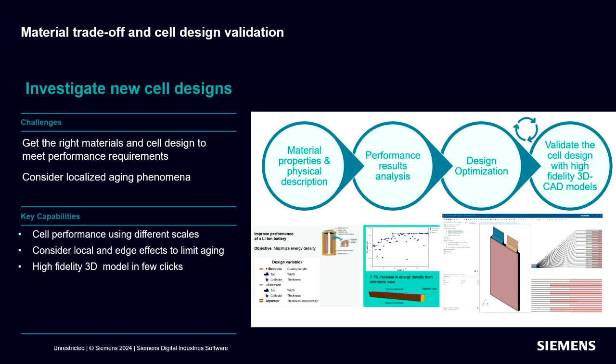This material trade-off investigation is primarily done through 1D or lumped parameter modeling. So it's particularly fast, especially compared to a full-on 3D analysis. However, once you settle on a particular design or two, you can build those in our 3D physics-based model within SimCenter Star CCM+.